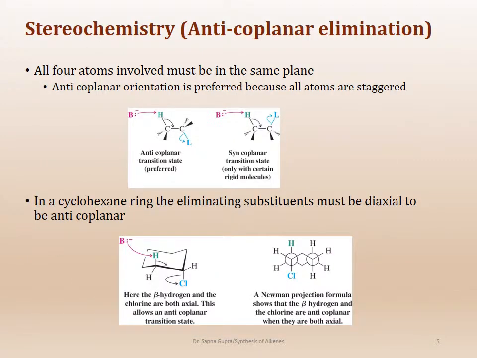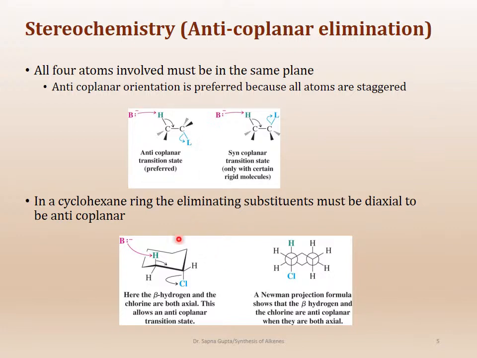Then again, another review over here is the anti-coplanar elimination, which is that the hydrogen that is being removed and the leaving group that is going to leave should be on opposite sides. Okay, so when you're looking at it from a straight chain perspective, they should be in anti-position to each other. They cannot be on the same side. They have to be on the opposite side, which means that the dihedral angle should be 180 degrees.